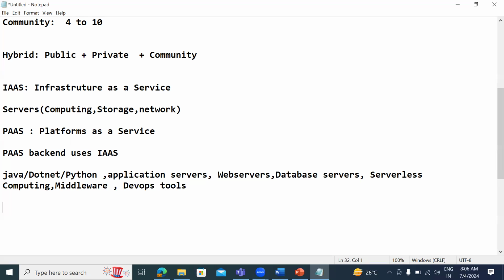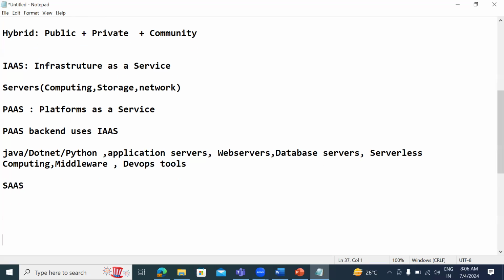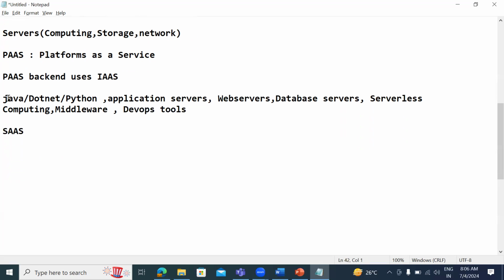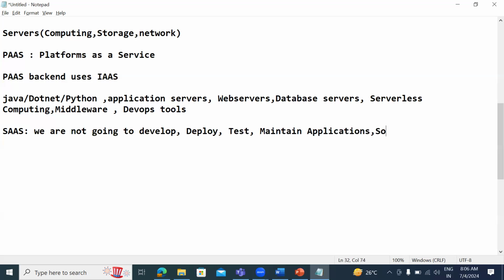Then if you come to SaaS, software as a service, we are not going to develop, deploy, test, or maintain applications, software, ERPs. Everything is available from software as a service itself.